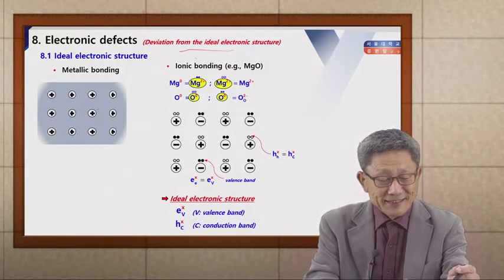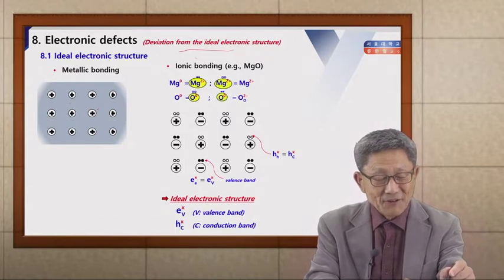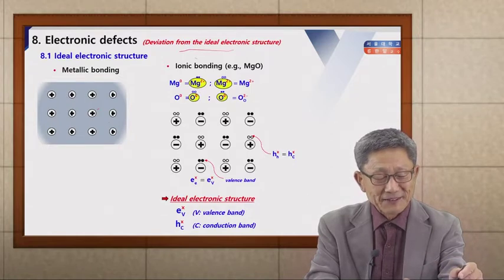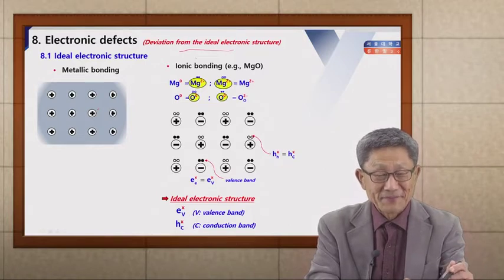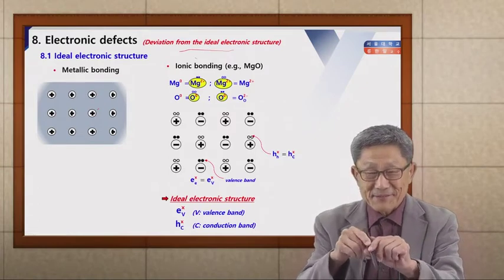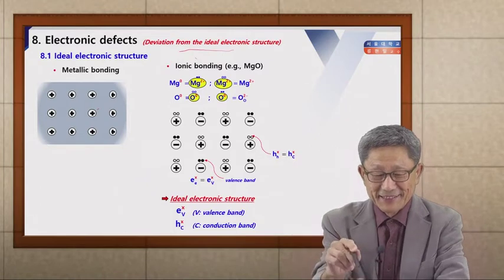Let's take the metals. We learned from the elementary solid state physics course that the ion cores are distributed in the sea of free electrons. So all these electrons have come from each ion core, but they are shared by all these cores. This is metallic bonding. What about the ionic bonding? Okay, here is a very simple story you have to understand first.